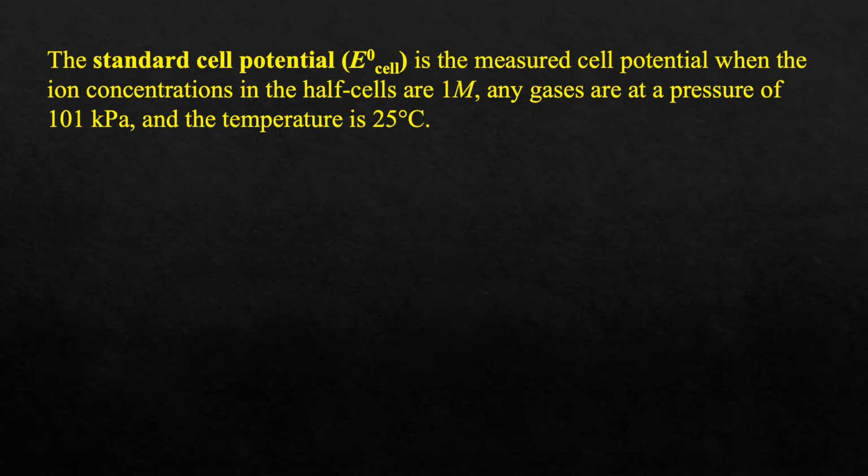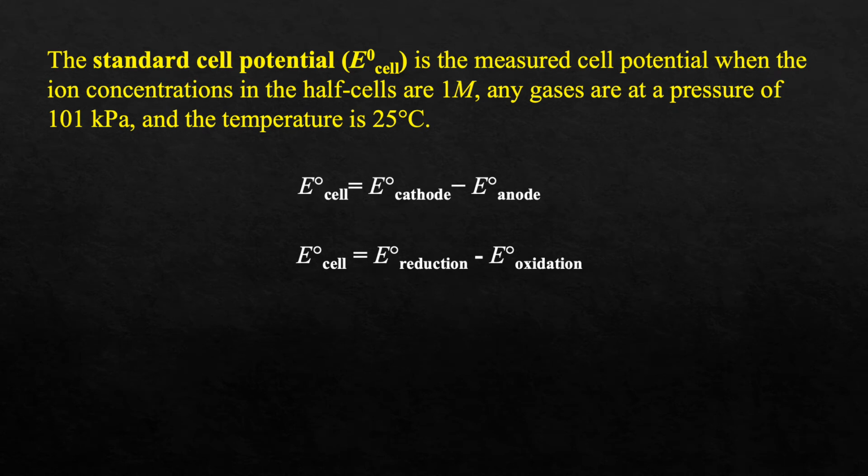The standard cell potential, E naught cell, is the measured cell potential when the ion concentrations in the half cells are 1 molar, any gases are at a pressure of 101 kilopascals, and the temperature is 25 Celsius. The cell potential is the difference between the electrode potential for the cathode minus the electrode potential for the anode. So E naught cell equals E naught cathode minus E naught anode, or E naught cell equals E naught reduction minus E naught oxidation.